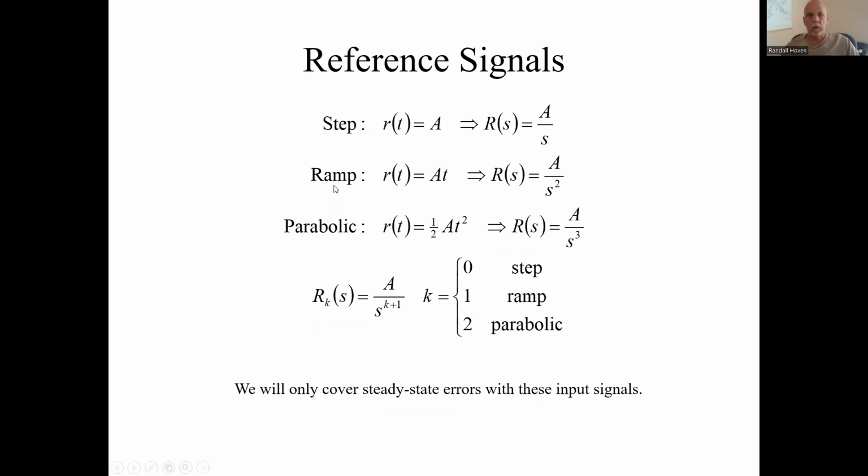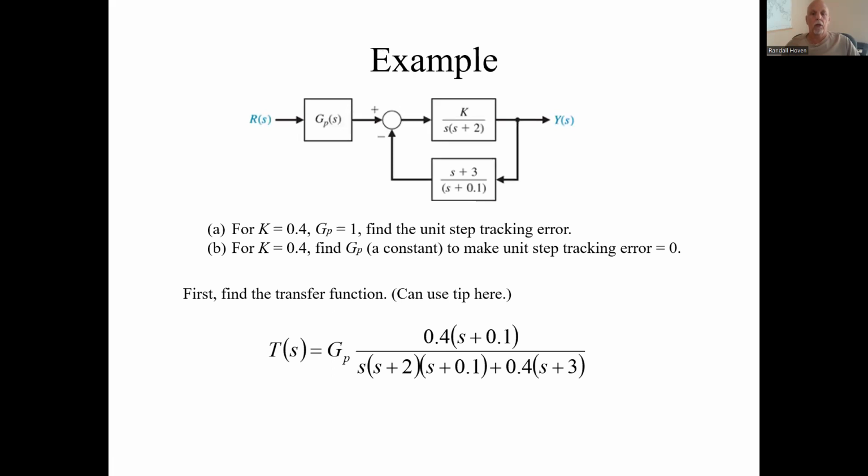A step, a ramp, and a parabola. A times t, 1/2 a t squared. In the Laplace domain, they are just a over s, a over s squared, and a over s cubed. Got it? Those are the only inputs we're going to talk about. So let's do an example.